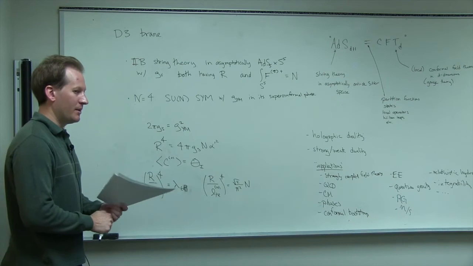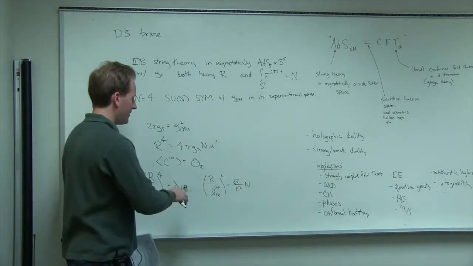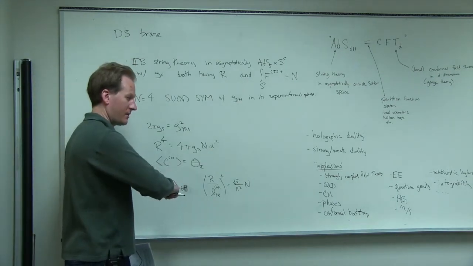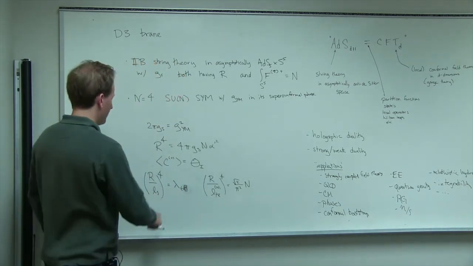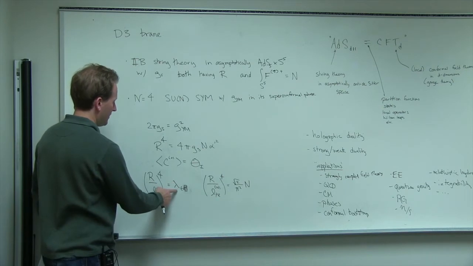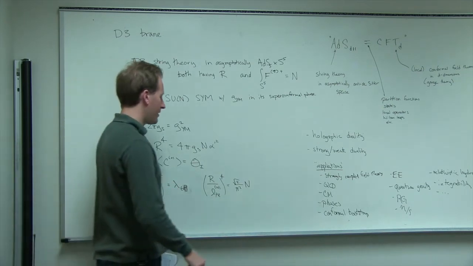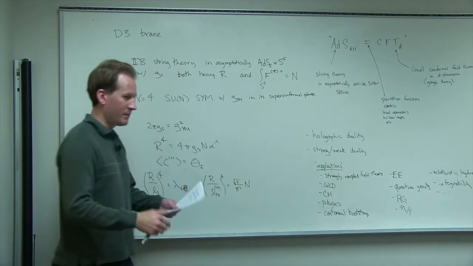Okay. But I wanted to point out that there's sort of two kinds of corrections, okay, both in higher derivative corrections, which are controlled on the CFT side by lambda, and there are loop corrections controlled by N. Okay.